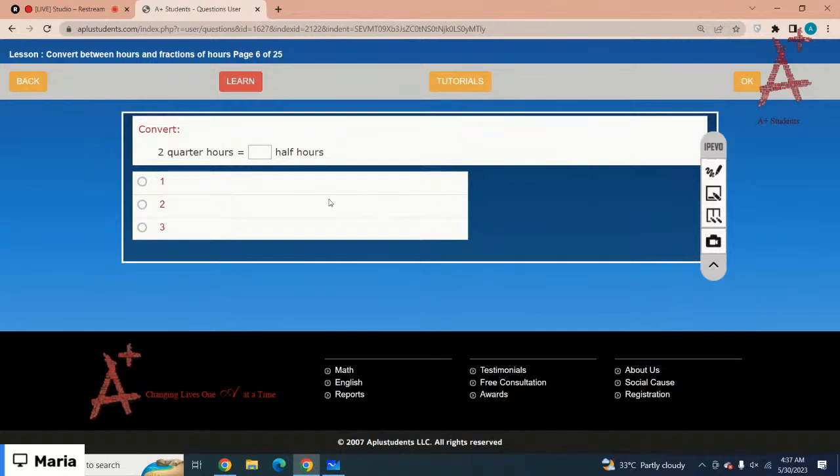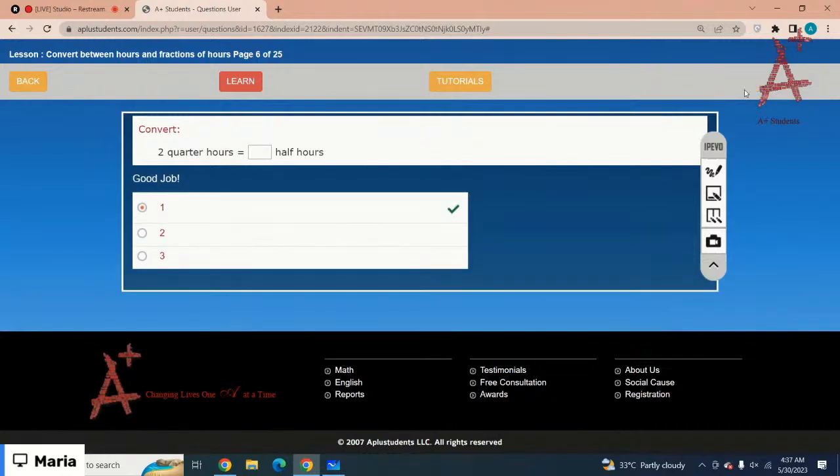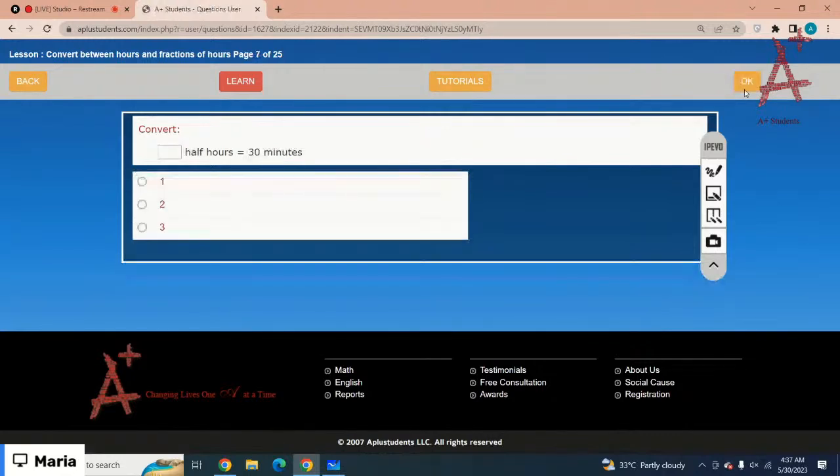2/4 hour makes 1/2 hour. 2/4 hour means 15 plus 15, so it makes 30 minutes. Got it? Okay, how many half hours are equal to 30 minutes? 1/2 hour equals 30 minutes. Got it?